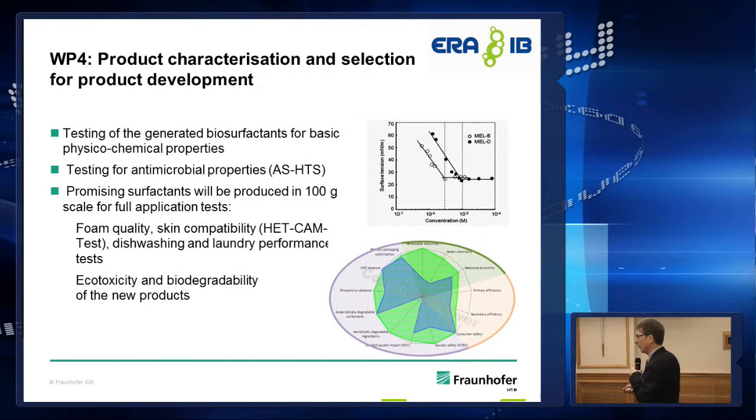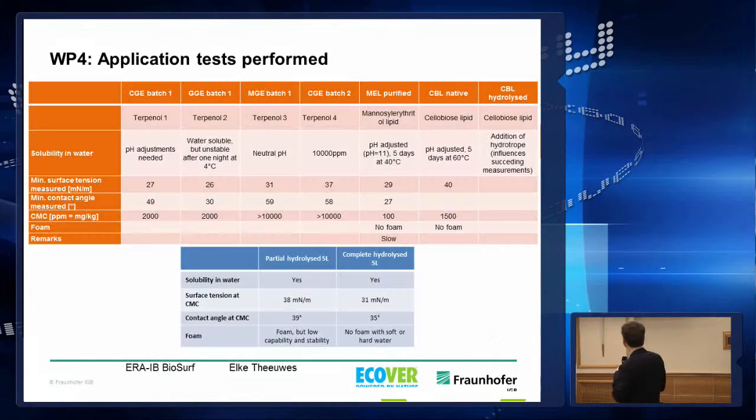Okay, the compounds I've shown you were largely sent to testing, to EcoVer. Here, the testing of the generated biosurfactants for basic physicochemical properties was done. We also tested some of them for antimicrobial properties, and several of these were produced in up to 100 gram scale to go for full application tests.